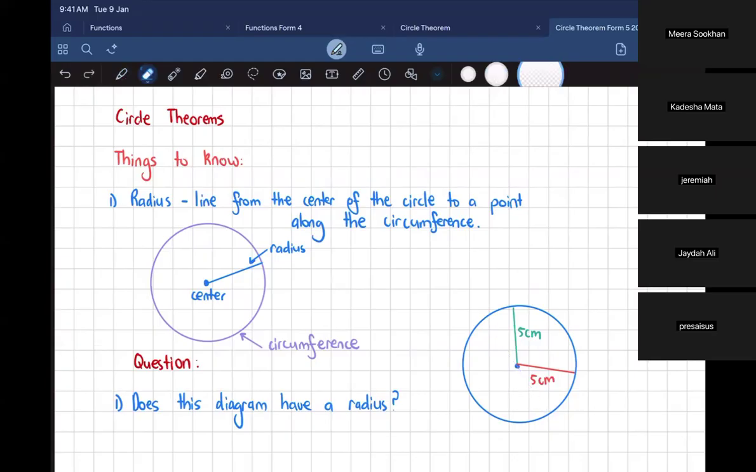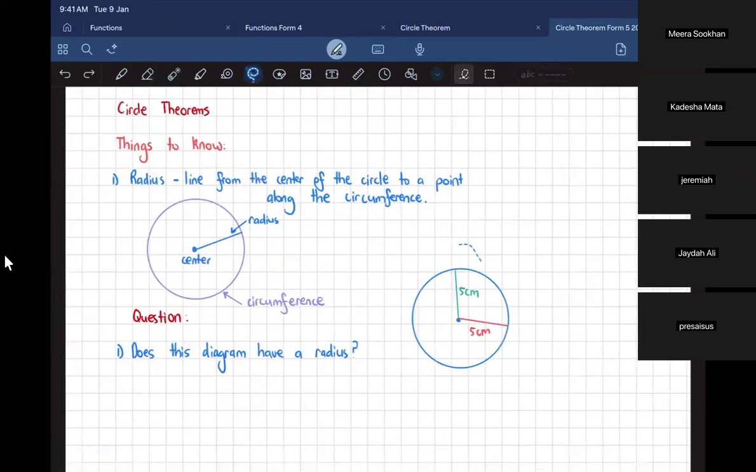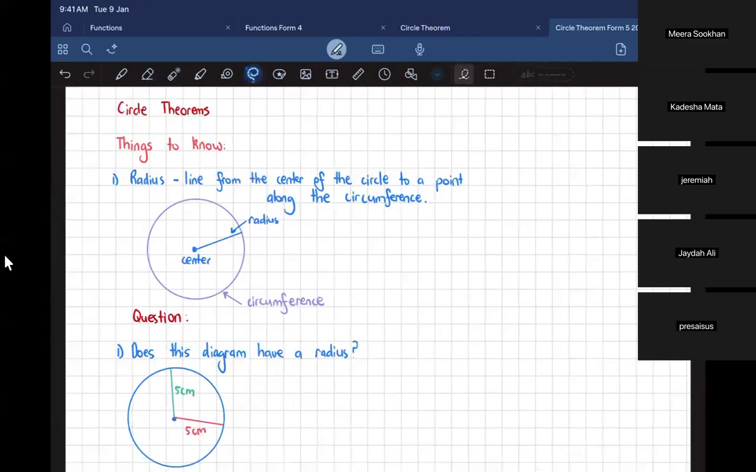Jada, did I lose you anywhere? Not so far. Okay. Let me know if I can move on. So as soon as you guys have this copied down, let me know and I'll move on.